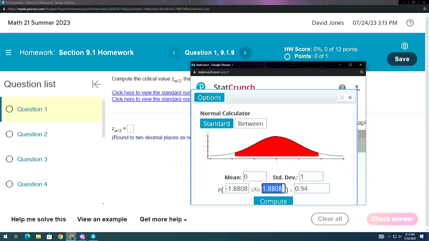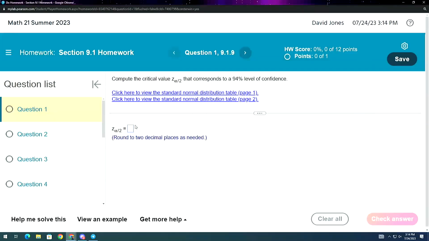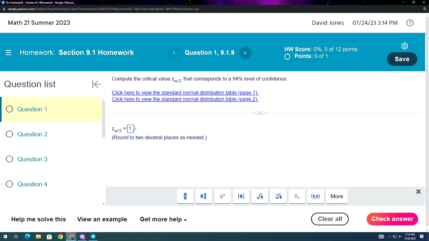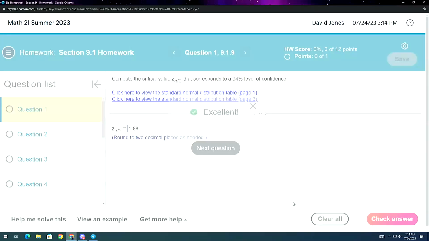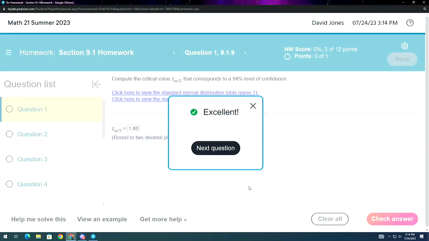The idea is, they'll tell you to cut that interval in half. So 94 is like leave 6%, take the 6%, cut it in half, get 3%, go look up 3% on the table. That's what it's gonna tell you to do. Or you could just do this. This says 1.88. So ignore the table.